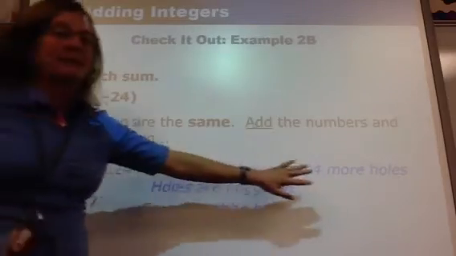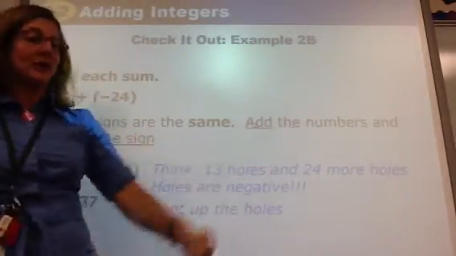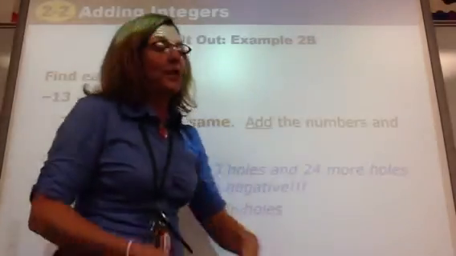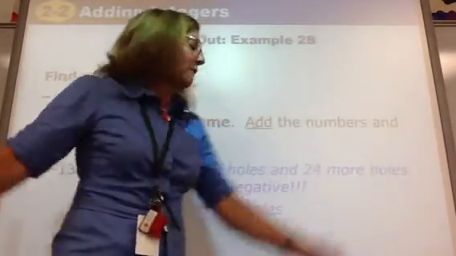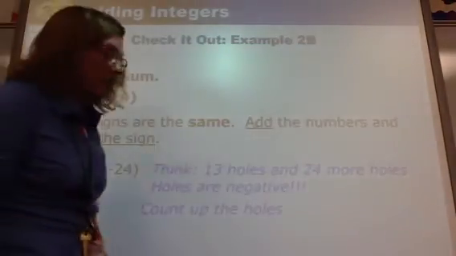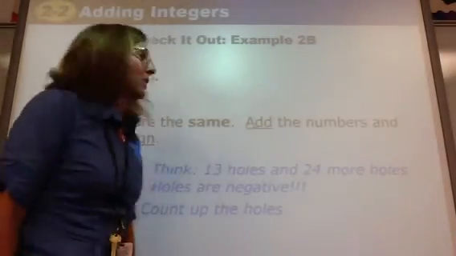Now you could also think of holes on the beach. There's 13 holes, and we're going to have 24 more holes. So altogether we have this total number of holes, which is 37 on the beach. That wouldn't be a very nice beach to walk on.